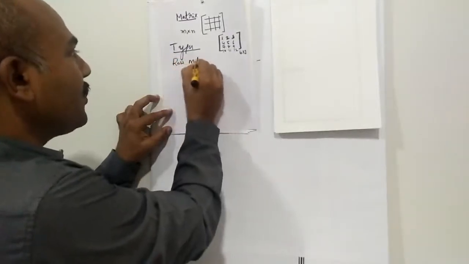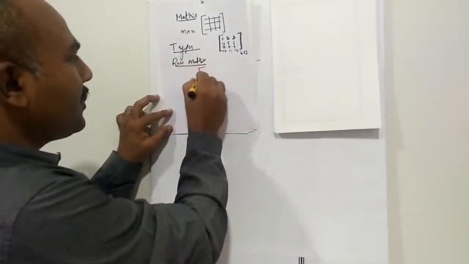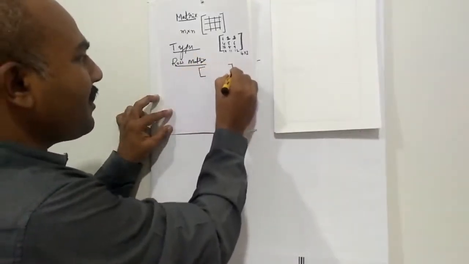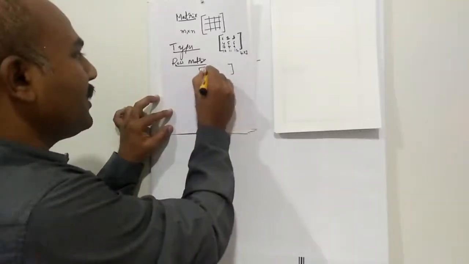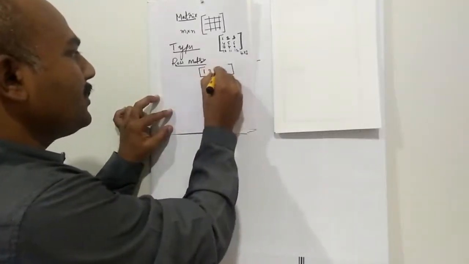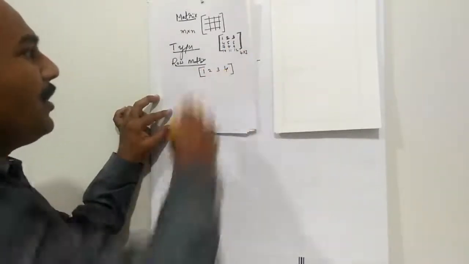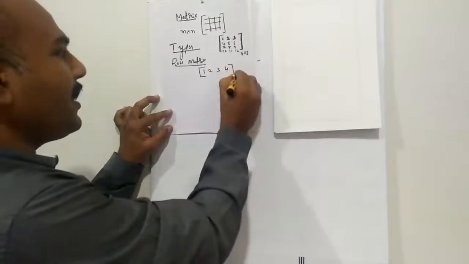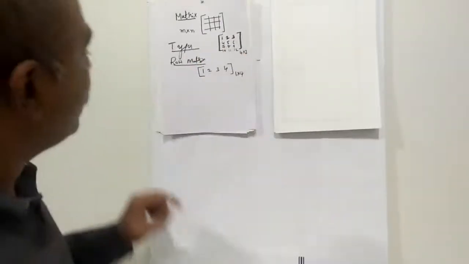So what is a row matrix? A row matrix means the matrix consists of only one row and any number of columns. For example, only one row: 1, 2, 3, 4, or A, B, C, D, whatever it may be. There are 4 columns there. This is of the order 1 into 4. 1 represents the row and 4 represents the columns.